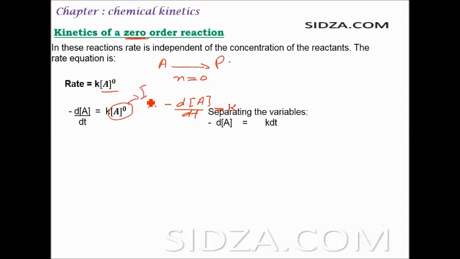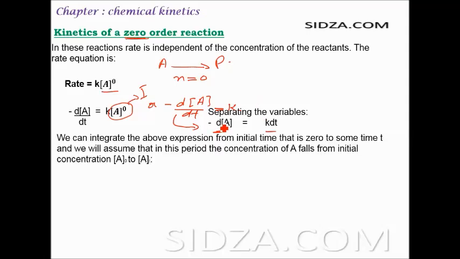Okay, so I can now separate the variables and write down this equation like this: minus change in concentration of A will be equal to K delta T. Then we can integrate the two terms between the two limits, from time 0 to time t. Time 0 means the start of the reaction, up to some time t, after 10 minutes or 15 minutes or whatever it is.